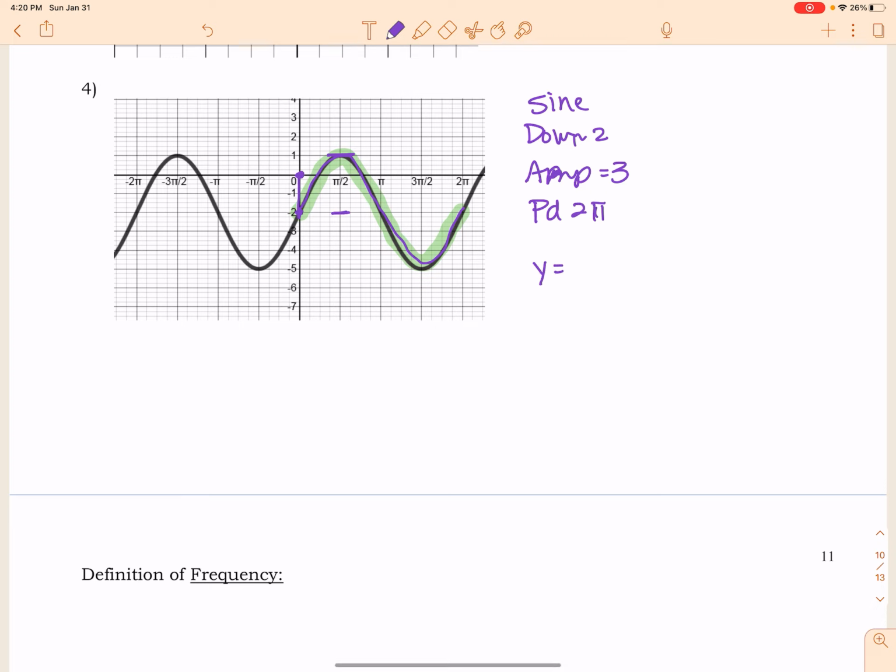So y equals 3 sine of x, because again, on my x-axis, we have radians. So I've got x and then down 2.